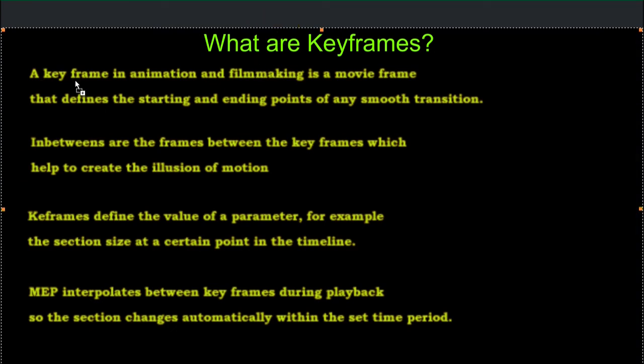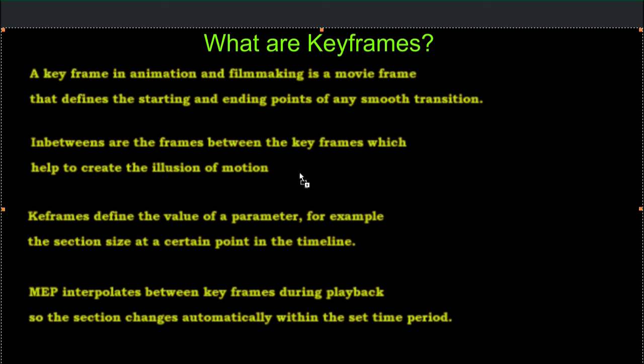So a keyframe in animation and filmmaking is a movie frame that defines the starting and ending points of any smooth transition. So obviously this will work for different kinds of transitions. Between those are the frames of the movie. The movie is just made up of a bunch of different frames, all strung together. And there's in-betweens that make the transition smooth. In-betweens are the frames between the keyframes, which help to create the illusion of motion. So that's your frames of the movie.